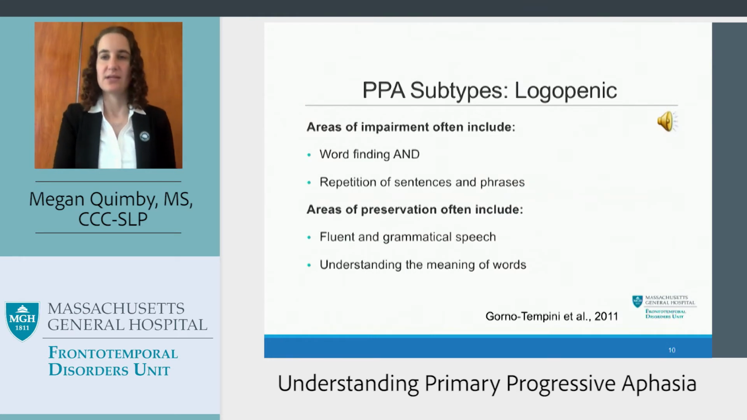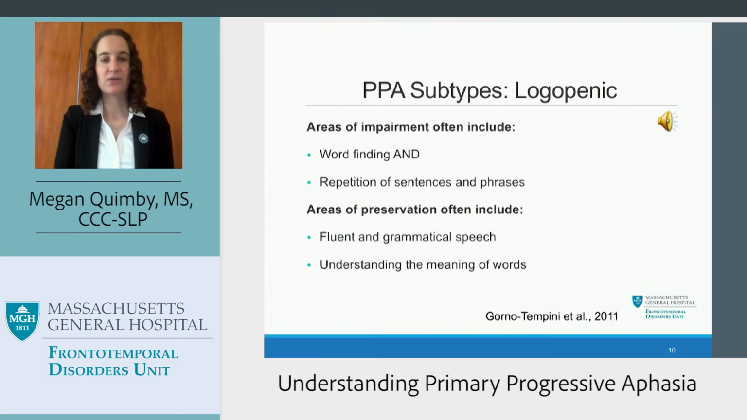The last subtype in PPA is the logopenic subtype. And they have, I would call, a variable fluency to their speech because they have difficulty with word finding like the semantic variant, but not as much difficulty with word finding. So as they speak, they may pause to find the correct word. And they oftentimes have grammatical speech, unlike the non-fluent subtype.